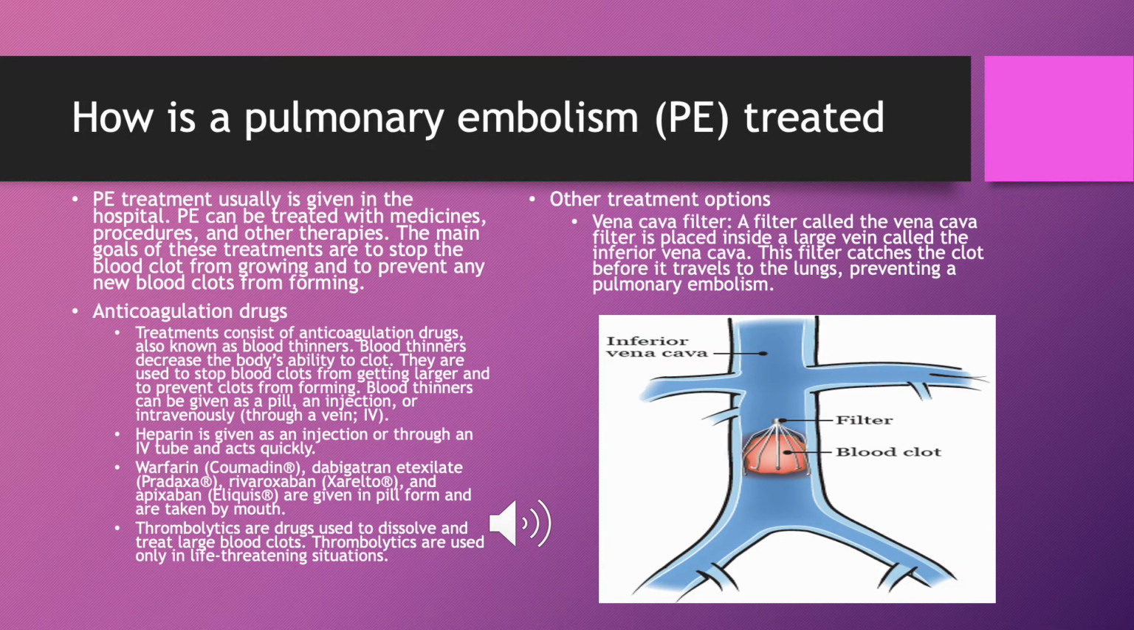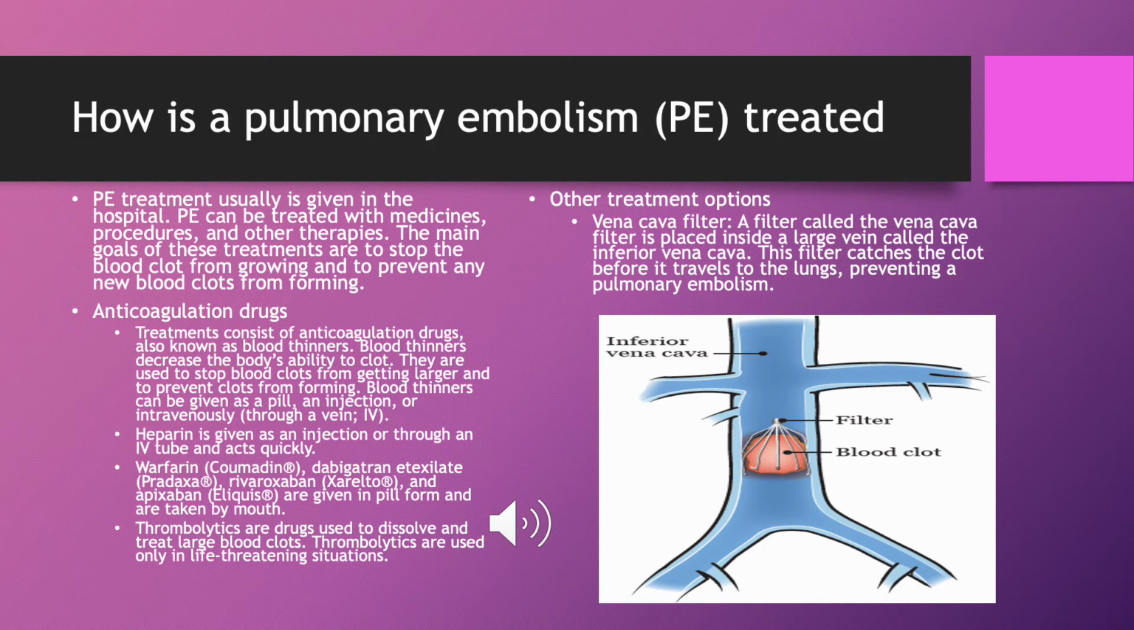Treatments consist of anticoagulant drugs, also known as blood thinners. Blood thinners decrease the body's ability to clot. They are used to stop blood clots from getting larger and to prevent any new blood clots from forming. Blood thinners can be given in a pill form, in an injection, or through the IV, through the vein.